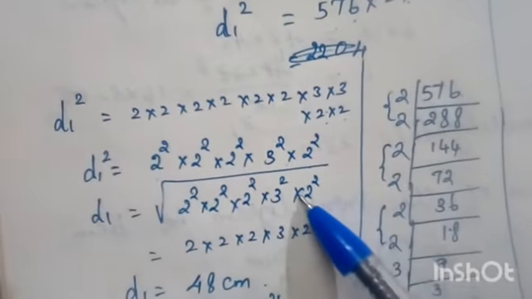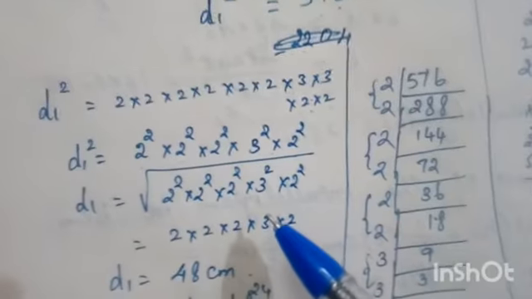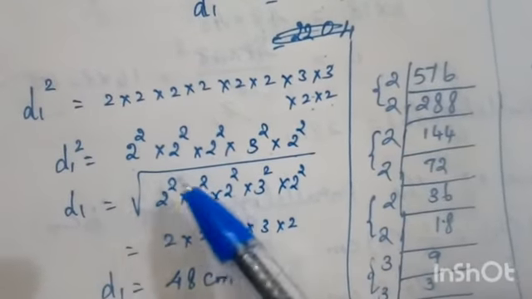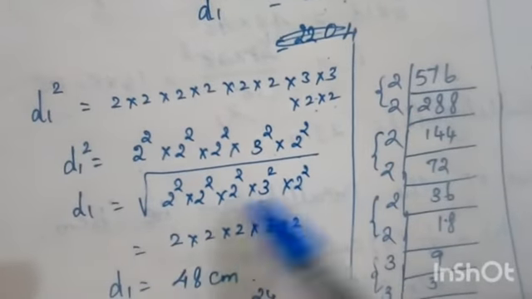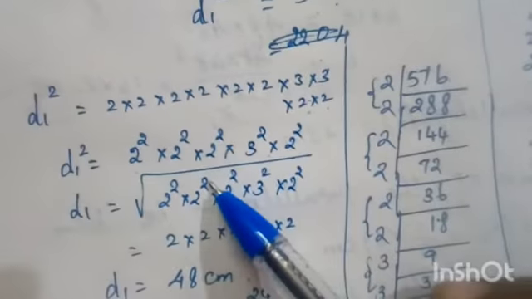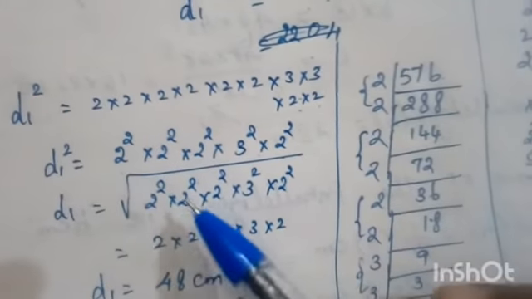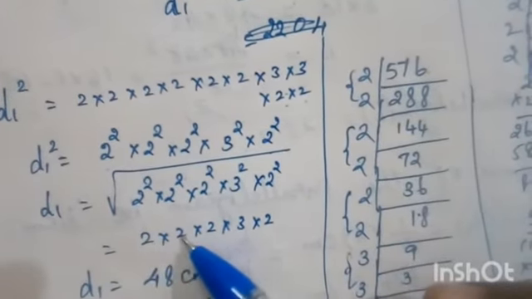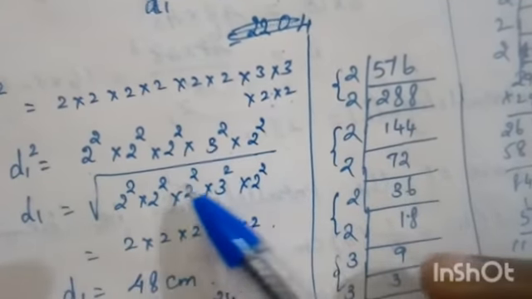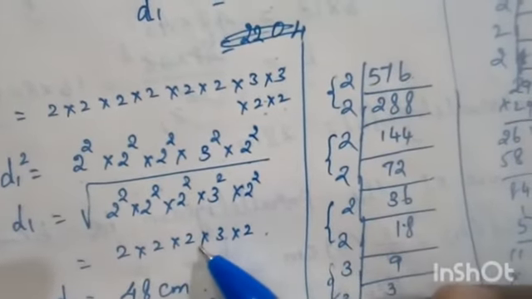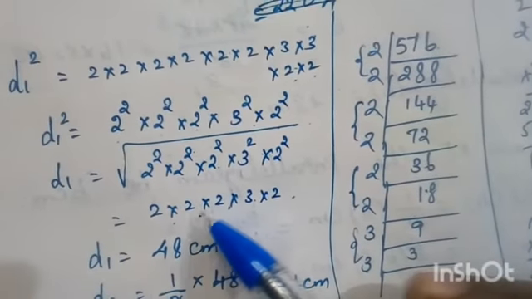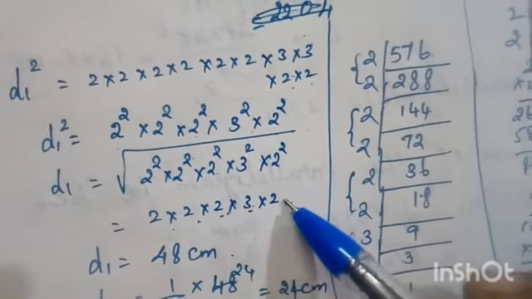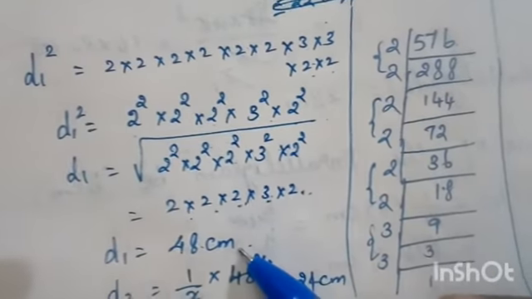I already gave the explanation in the previous problem: square and square root cancel. When you have a square number inside the square root, it cancels. Then the value is 2 into 2 into 2 into 3, and when the number comes outside the root it becomes without square. Now you have to multiply: 2 2s are 4, 4 2s are 8, 8 3s are 24, 24 into 2 is 48 centimeter.